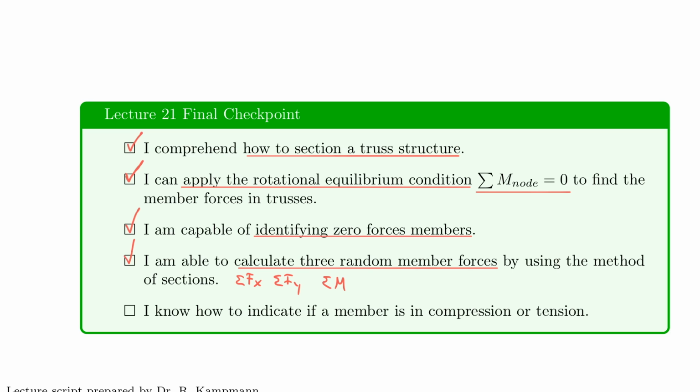And then last but not least, I of course need to understand if they are in compression or in tension. And I think we covered that in detail. And when in doubt, always start with assuming it to be in tension. And then if you get a positive result, you were correct and it was in tension. If you get a negative result, then you should invert your logic and assume that is a compression member.